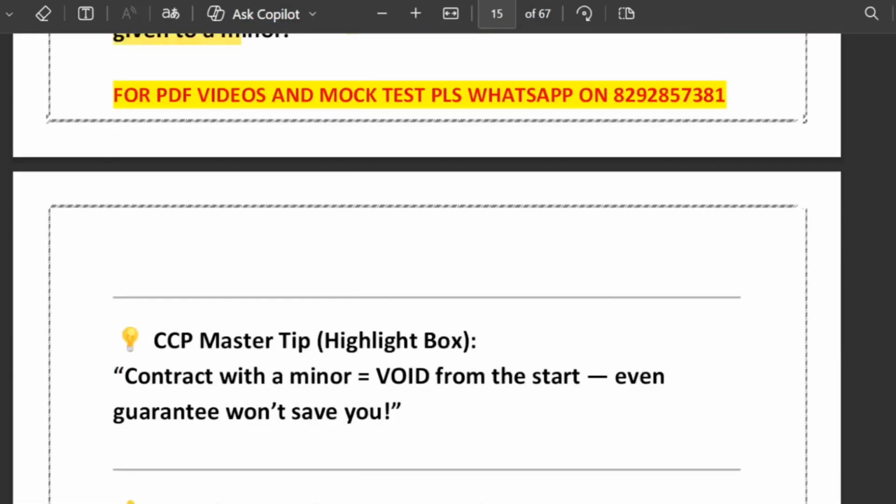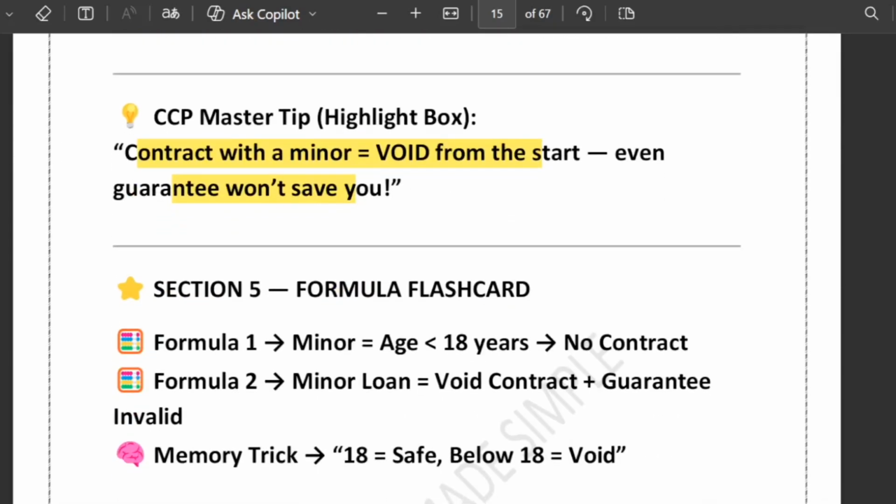So a contract with a minor is void from the start. Just remember it. Even a guarantee won't save you. In the context of banks, I am talking about. So the two rules are: minor means age less than 18 years, no contract. Minor loan, void contract plus guarantee invalid. These are the two things which we have learned here.